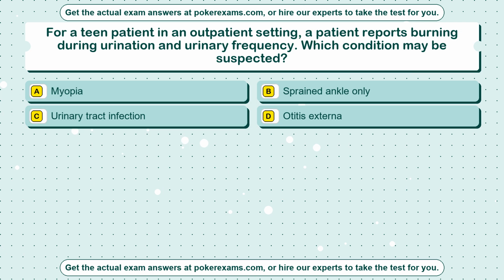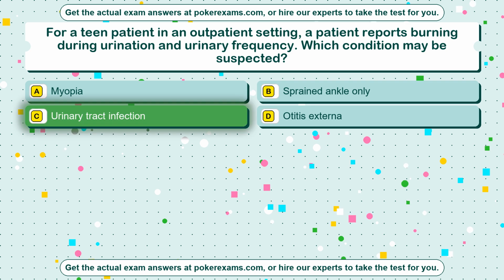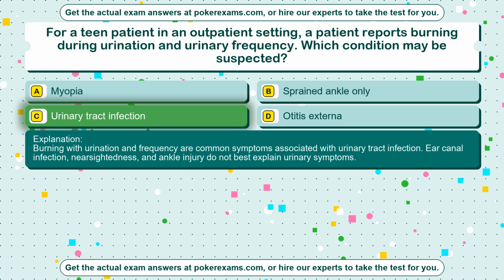Question 57. For a teen patient in an outpatient setting, a patient reports burning during urination and urinary frequency. Which condition may be suspected? Option A, myopia. Option B, sprained ankle only. Option C, urinary tract infection. Option D, otitis externa. The correct answer is option C, urinary tract infection. Burning with urination and frequency are common symptoms associated with urinary tract infection. Ear canal infection, nearsightedness, and ankle injury do not best explain urinary symptoms.